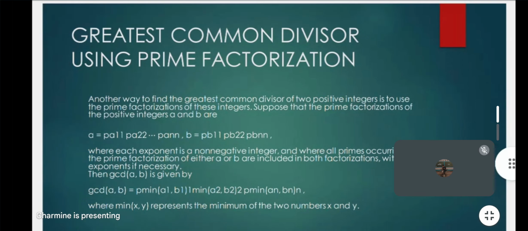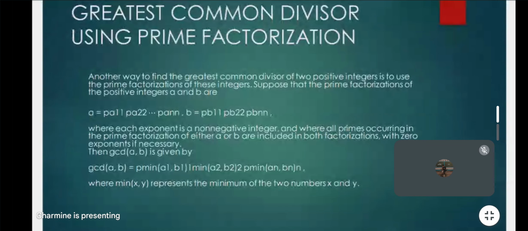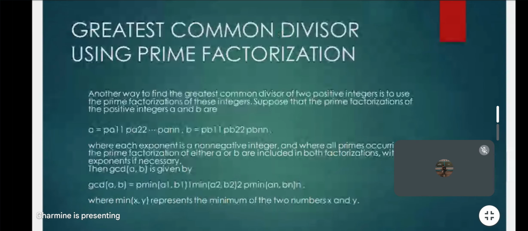GCD of a and b equals p1 to the min of a1 and b1, p2 to the min of a2 and b2, up to pn to the min of an and bn, where min of x, y represents the minimum of the two numbers x and y.